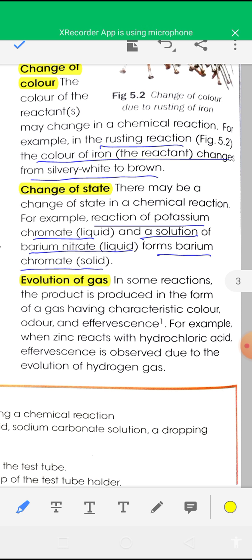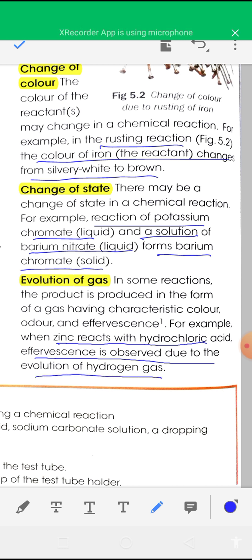The next characteristic is evolution of gas. In some reactions, the product is produced in the form of gas, having characteristic color, odor, and effervescence. For example, when zinc reacts with hydrochloric acid, effervescence is observed due to evolution of hydrogen gas. So when zinc reacts with hydrochloric acid, you will get hydrogen gas, and effervescence is observed due to formation of this hydrogen gas.